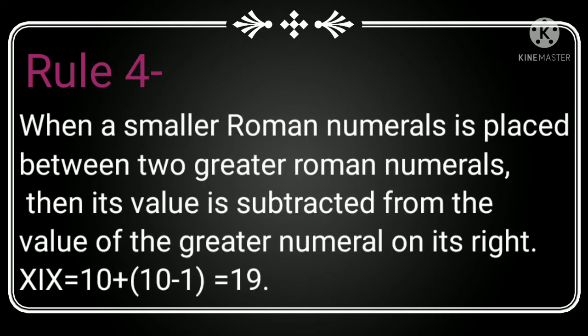And now the last rule. When a smaller Roman numeral is placed between two greater Roman numerals, its value is subtracted from the value of the greater numeral on its right. For example, 19 we will write XIX. The smaller Roman numeral I is written between the two Roman numeral X.